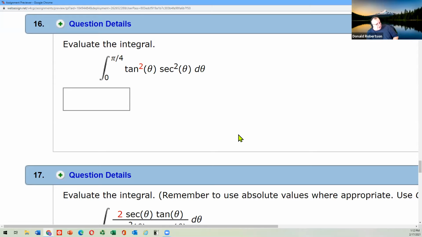Remember when it's tans and secants, don't you just pick one secant or one tan? Right? So the u sub is secant theta or the u sub is tan theta. So there, I've given you two choices, but only one of them is a good one. So who do you think will pick? It would be secant squared, right?